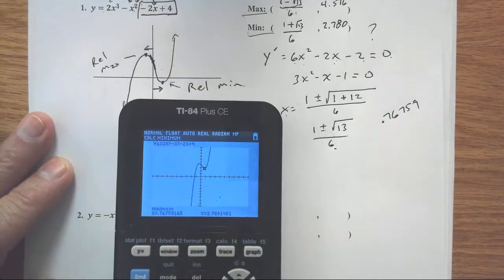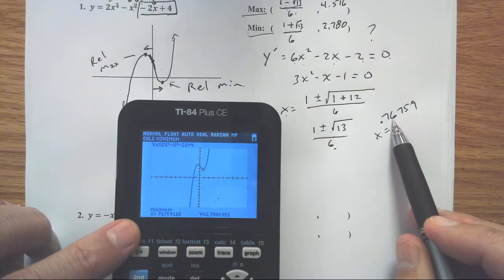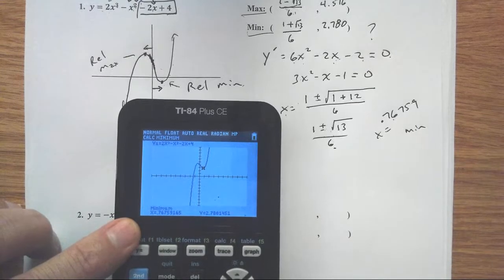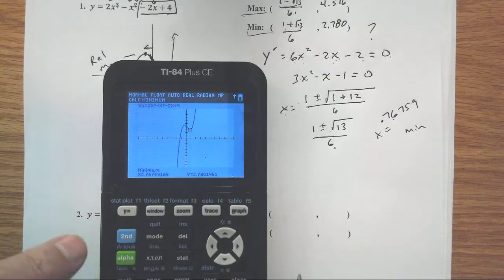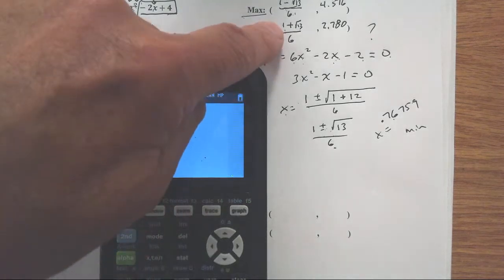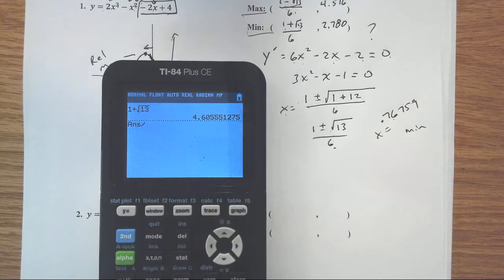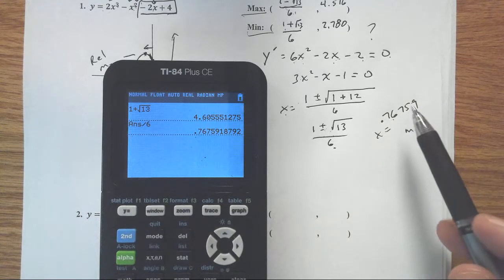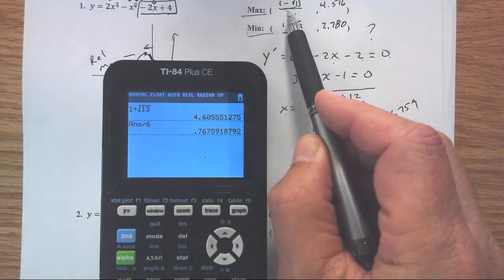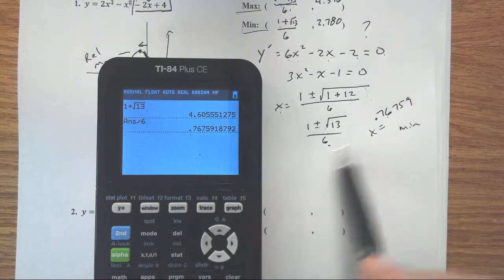So I'm going to go back to, this is an x value, and it's specifically the x value of our min. And I'm going to go ahead and take my minimum right here. Second, quit. I'm going to take the x value of my minimum, 1 plus the square root of 13, divided by 6. And there it is. So I'm feeling pretty good about that. I can do the same thing for the maximum. But the fact that this matches this, I'm feeling pretty good about this irrational number.